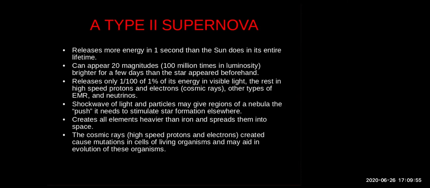That's good enough. It can appear 20 magnitudes or 1,000,000 times the luminosity brighter for a few days than the star appeared beforehand. So it's all of a sudden something like when you see Venus in the sky, which is really a planet. So if you see Venus, and it gets as bright as the sun for a few days, there could be, I mean, if a star goes supernova, it could be almost like another sun in the sky, another star, not quite as bright as the sun, but it could be easily seen during the day. So 20 magnitudes, that's crazy.